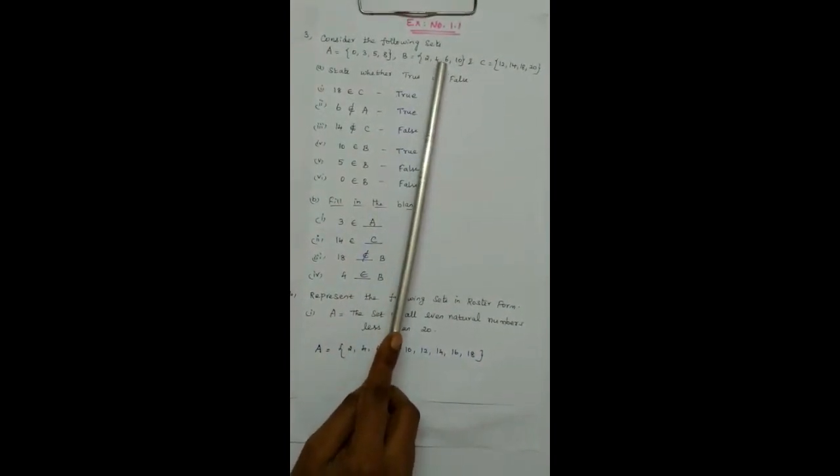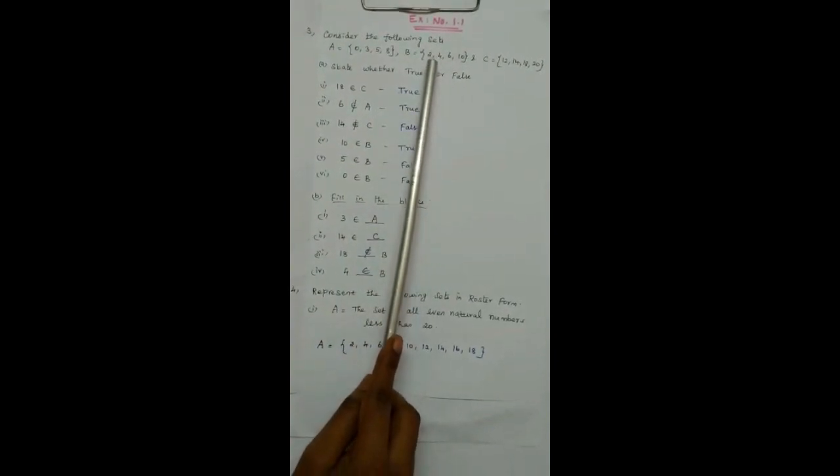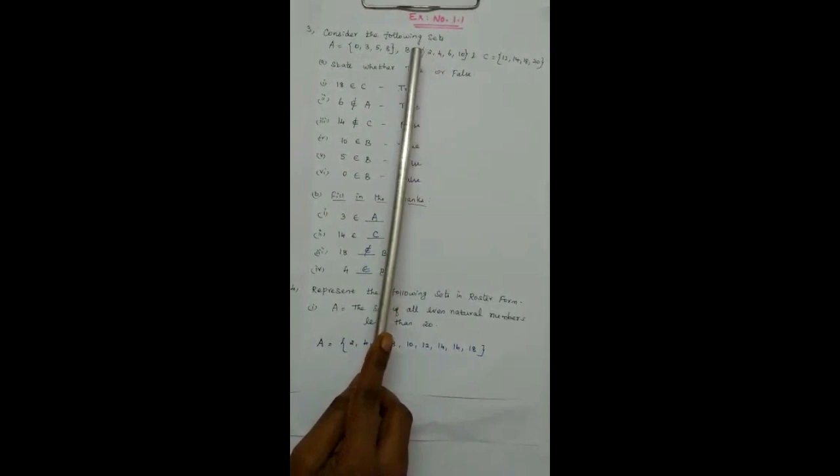Fifth question. 5 belongs to B. 5 is an element of the set B? No, 5 is not an element of the set B. Therefore, it is false. Sixth one. 0 belongs to B. Let me check. 0 is not an element of the set B. Therefore, it is also false.